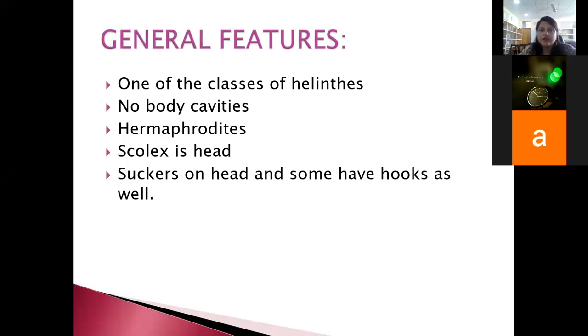Then they are hermaphrodites. There are no two separate sexes, and they lay eggs by unisexual material. They have a scolex as a head, and the suckers on the head are also present, and they are characterized by these cestodes. And some of the cestodes also have hooks along with the suckers. These suckers are the main power of attachment, or the part of the attachment, in the gut of humans.